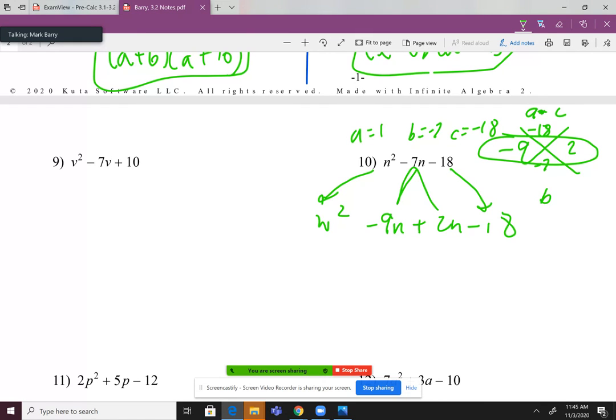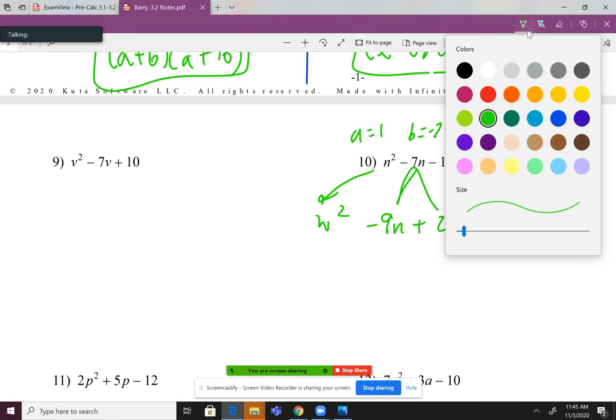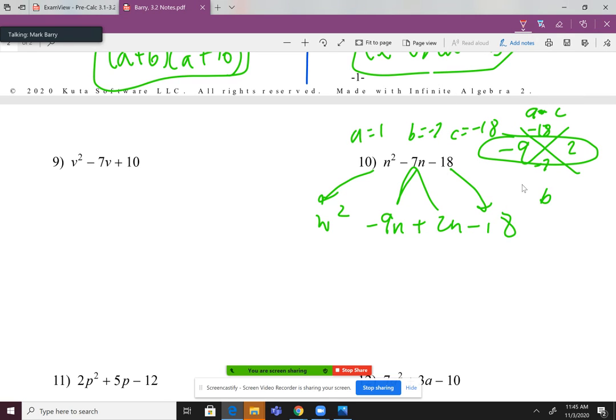So now we've turned this from 3 terms into 4 terms. So now we can do the grouping. So the first group, I don't see a number I can take out, but I can take out an n, which will just leave me with n minus 9. The second group, I'm going to take out a +2. Remember that even though that 18 is negative, whether we take out a positive or negative is based on the third term. So in this case, the 2n. I take out that 2, I get n minus 9.